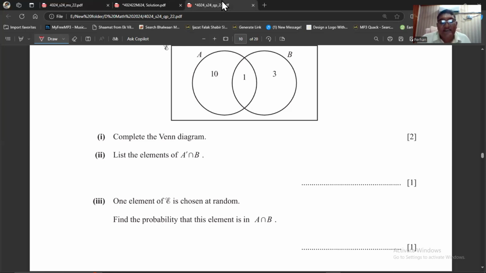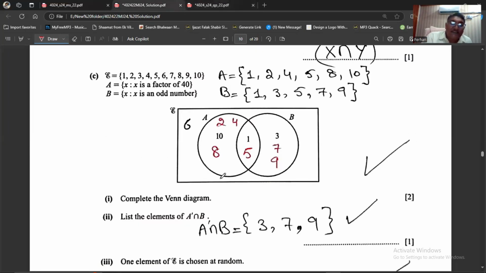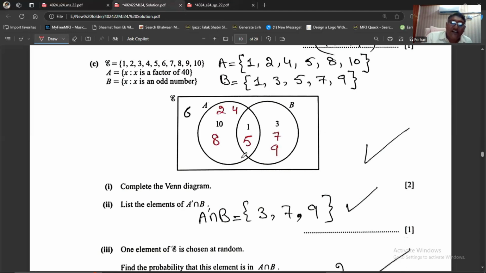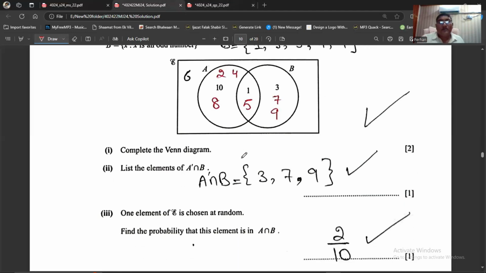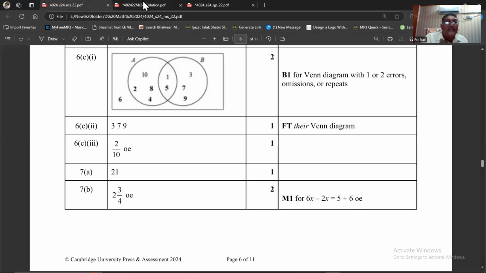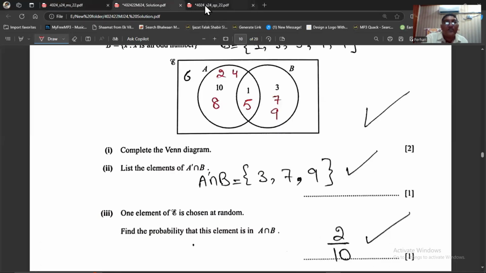Then the question is, one element of the universal set is chosen at random. Find the probability that this element is in the A intersection B. The total numbers are 10. We choose one number, and the member must belong to the A intersection B. There are two members which belong to the A intersection B, 1 and 5. So the probability will be 2 by 10, and that is the right answer, sir. Hopefully you understand.